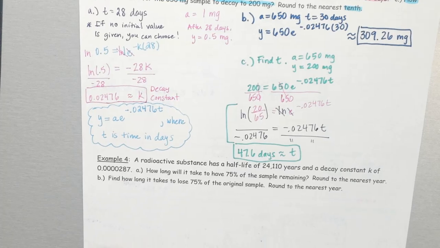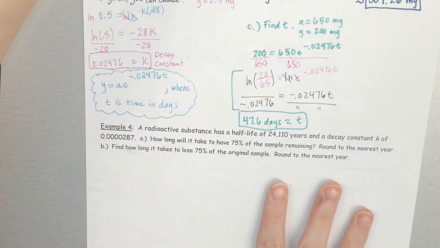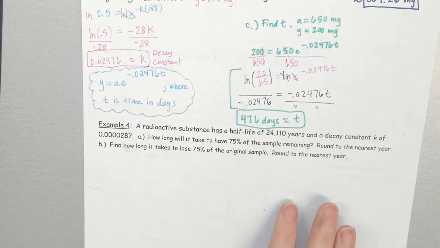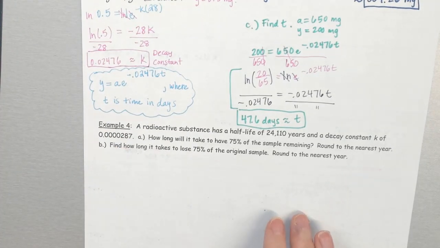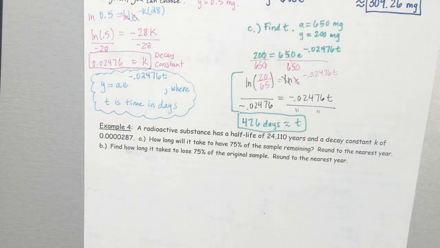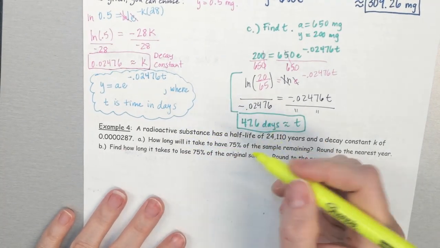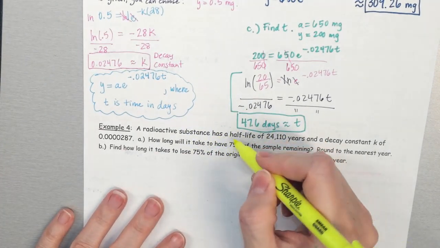Okay, and then our last example is also about the half-life. We have a radioactive substance, and it has a half-life of 24,110 years. Well, a lot more than those 28 days. So the radioactive substances do take a long time to decompose.